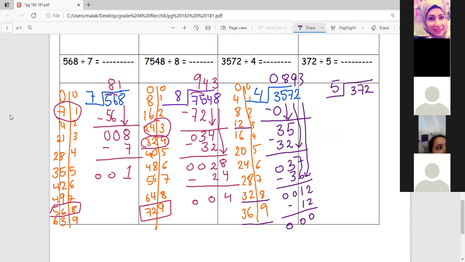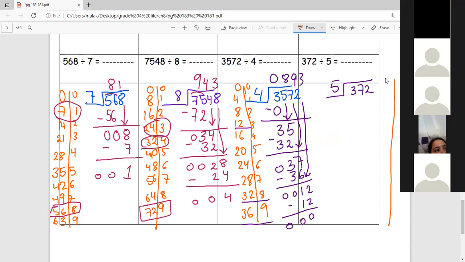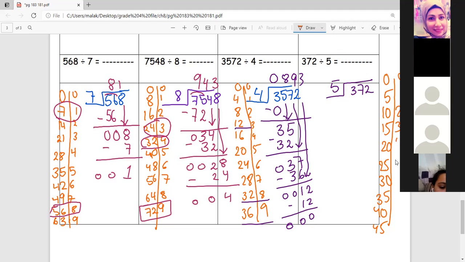Yalla. Tell us table five. 0, 5, 10, 15, 20, 25, 30, 35, 40, 45. Bravo. Start. Because 3 is less than 5, we can quickly say 37. So it's 35 that is less than 37. So we put 7 up and 35 under 37. Exactly, bravo.